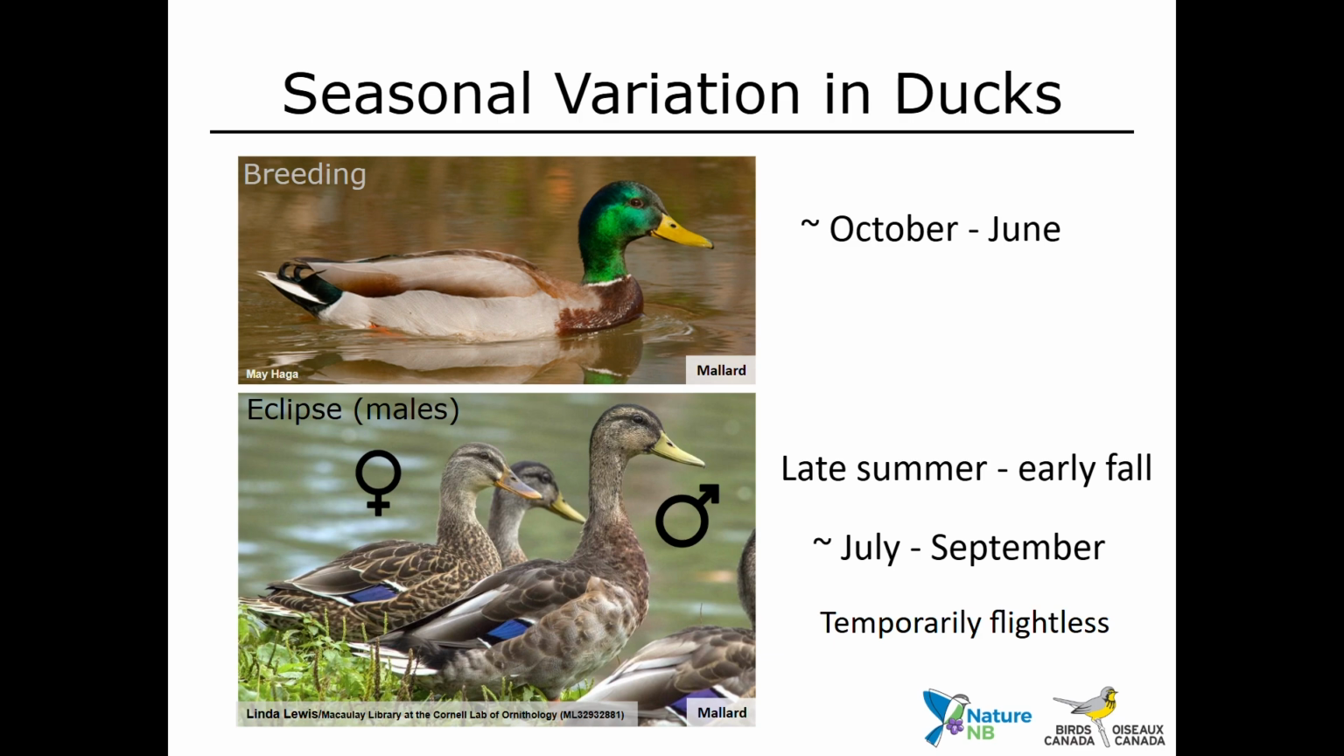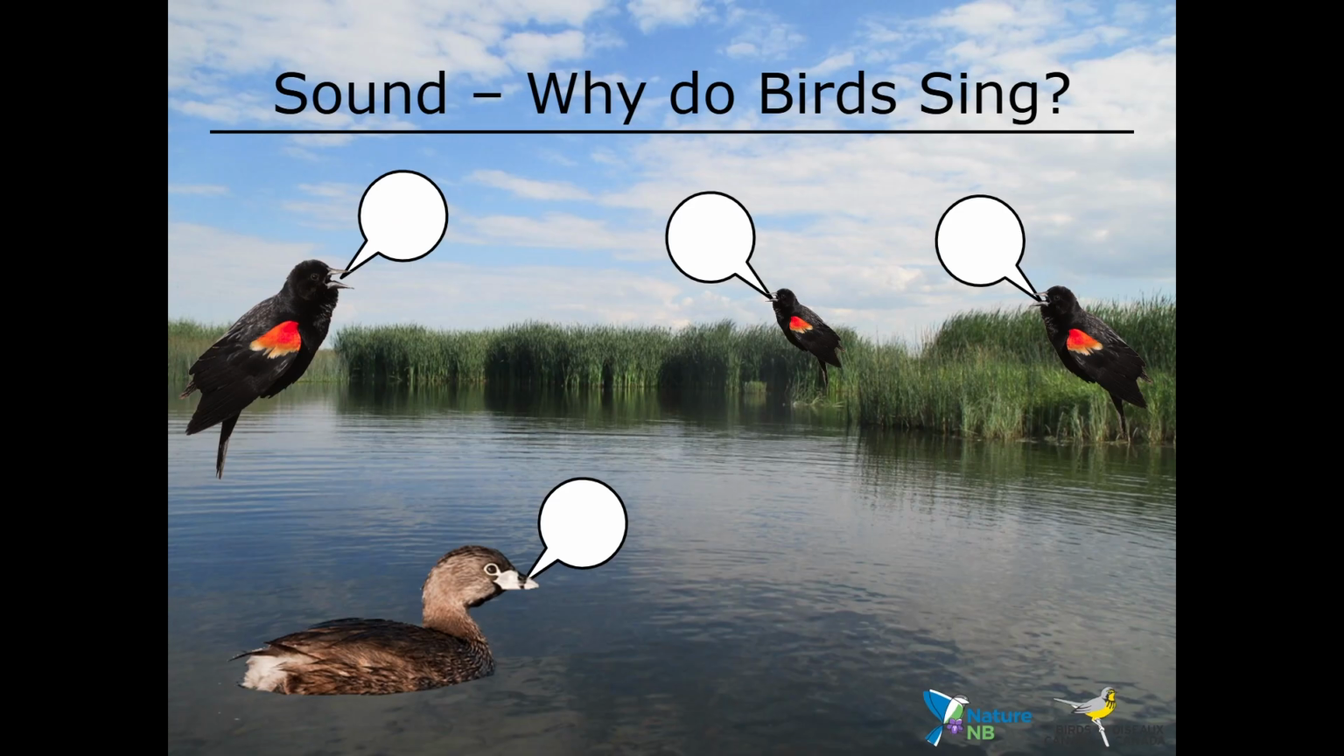Color in ducks is a little bit tricky because there is seasonal variation. After the breeding season in the late summer or early fall, they go into a molt where they lose their breeding plumage and they become temporarily flightless. In their non-breeding plumage, or what is known as eclipse plumage, they are a lot harder to identify. So you can see that the male mallard becomes much more drab and less striking in its eclipse plumage.